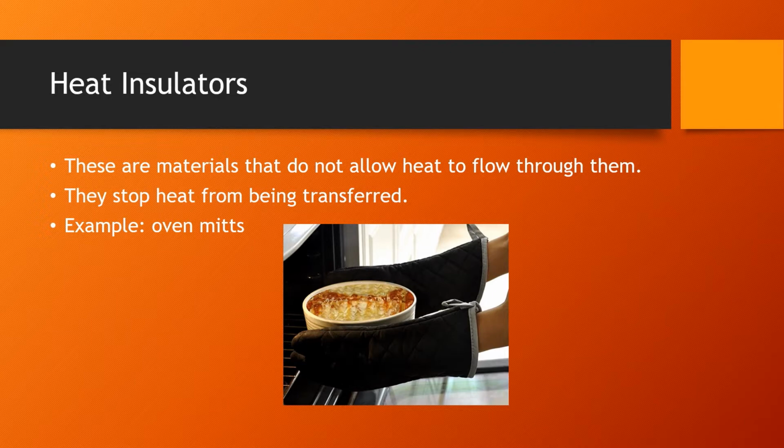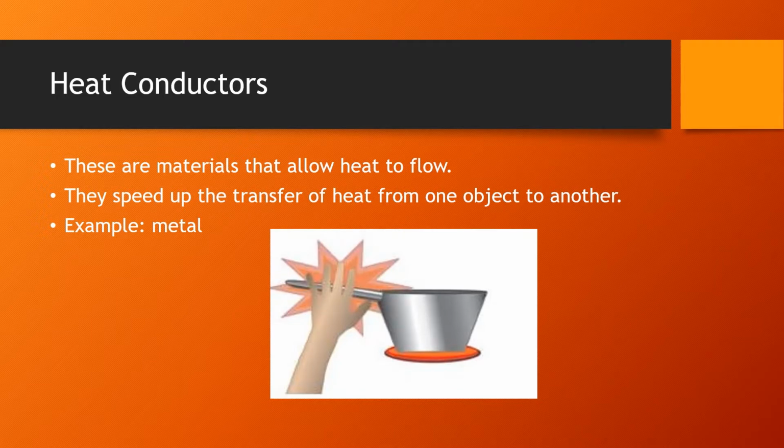Heat insulators are materials that do not allow heat to flow. For example, insulators are oven mitts, and this is why we use them to get hot things out of the oven. They stop the heat flow from getting onto our hands and burning them. Heat conductors are materials that allow heat to flow. For example, conductors are metals. This is why we use pots and pans when we're cooking food because it helps cook the food faster.